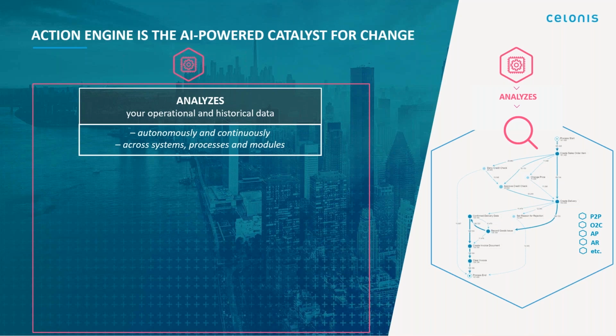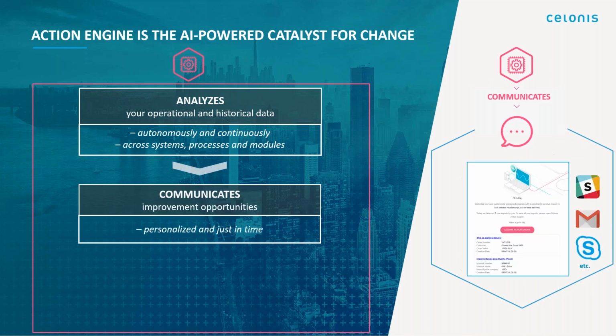Once such an improvement opportunity is identified, Action Engine communicates this opportunity to your business users, personalized and just in time. So it's about proactively providing information to your business users without them having to manually pull the information out of potentially various systems. And again, here you can rely on different communication channels such as Slack, Skype, or simply an email highlighting the improvement opportunities that exist.